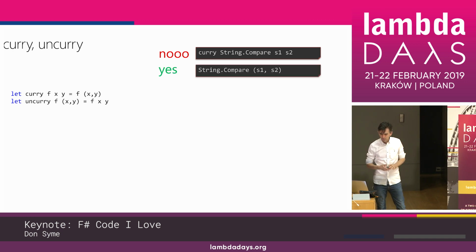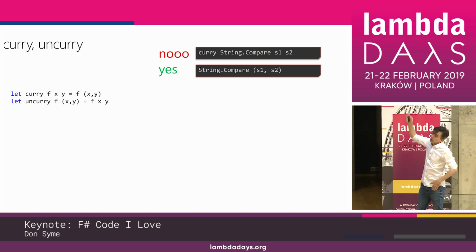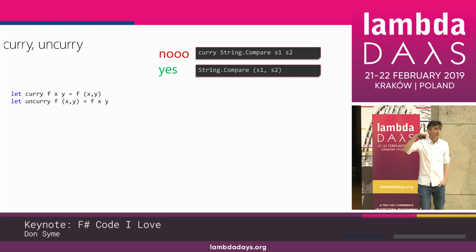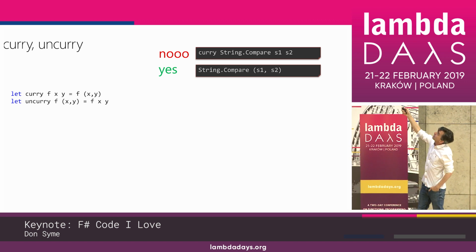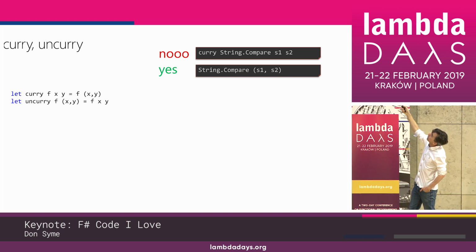rather than being hidden behind this sort of layer of obscure combinators. One particularly bad example of this that I saw was an intern who came to Microsoft. I won't say who, it's a long time ago. They were obviously totally in love with the idea of currying.